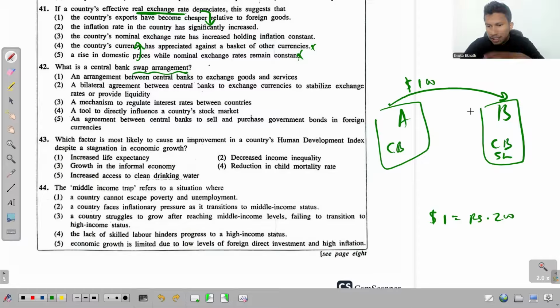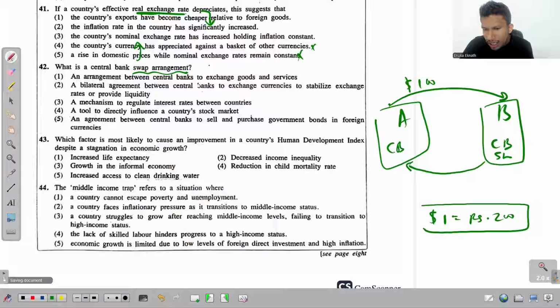So once this stabilization happens, after some time, this Sri Lankan central bank pays back the obtained dollars at the same rate that it obtained, right? So the rate is once again $1 equals rupees 200. So they pay back the previously obtained dollar amount with an interest, right? With an interest, even the interest is calculated at the same rate. So this is the swap agreement of the central bank, and which option presents this idea?